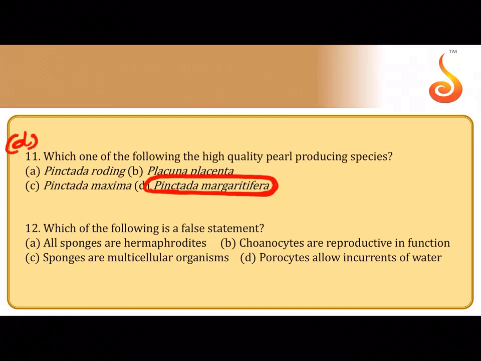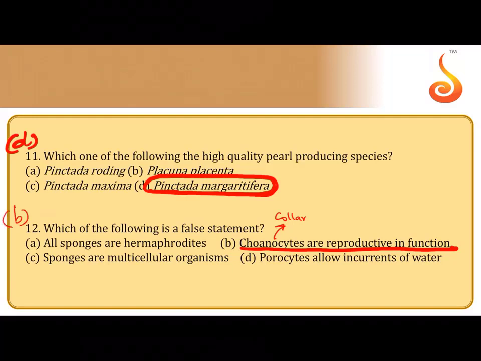Then, which of the following is a false statement? All sponges are hermaphrodites. Choanocytes are reproductive in function. This is the wrong statement, because you all are aware the choanocytes are nothing but the collar cells which have flagella on them, which help in creating a suction pressure to draw the water into the sponge body through the ostia, isn't it? So choanocytes have no role to play in reproduction. Sponges are multicellular. Of course, they are multicellular, but they don't have tissue level of organization. Porocytes guard the opening of the ostia and they allow the incurrent flow of water. Everything is correct except the second option.